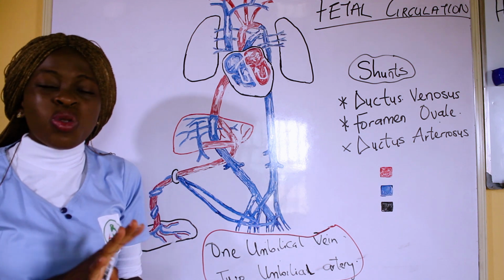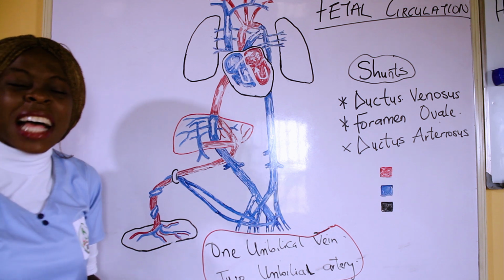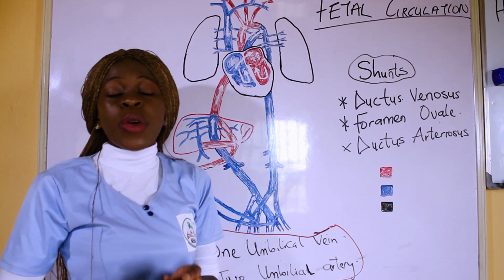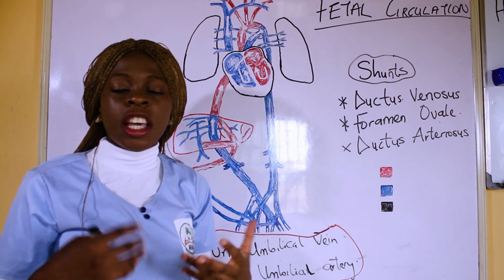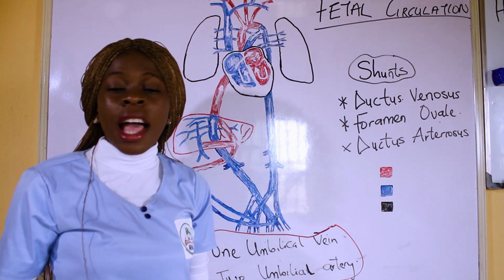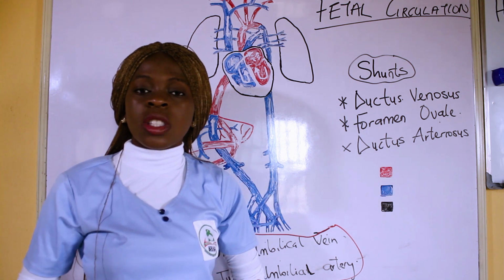So that is what you need to know about fetal circulation. The placenta has a greater role to play. And we all know that the placenta is an organ that is developed in pregnancy in the woman. I hope this video helped you to understand properly what fetal circulation is all about.